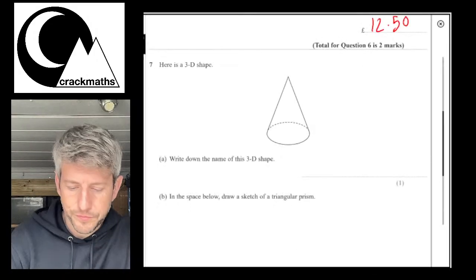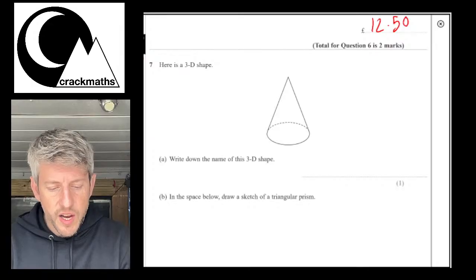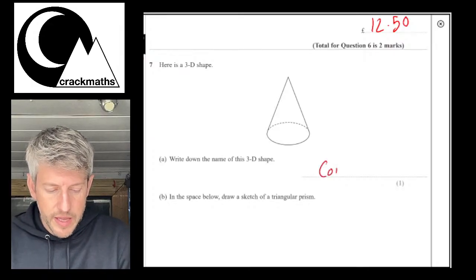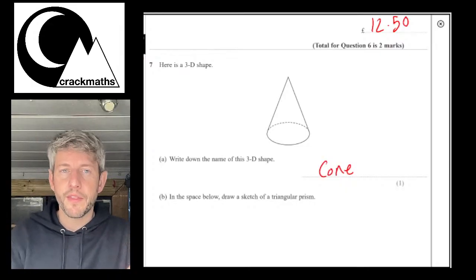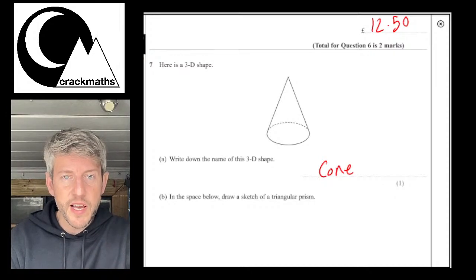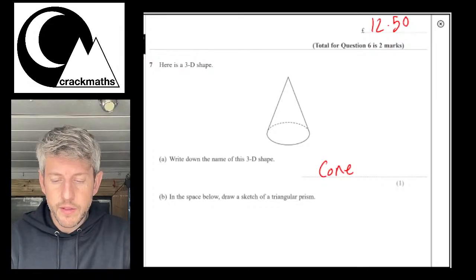Question 7. Here is a 3D shape. Write down the name of this 3D shape. Okay, so it's got a circle at the bottom and a point at the top. This is a cone. If you think about an ice cream cone, that is what this is. It's just turned upside down. If it was a circle at the bottom and a circle at the top, that would have been a cylinder. But this one is a cone.